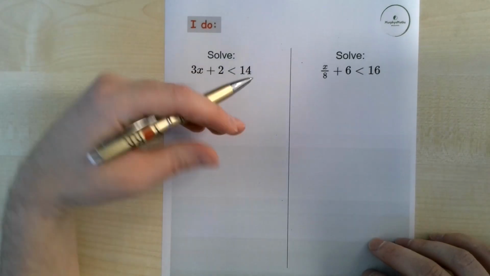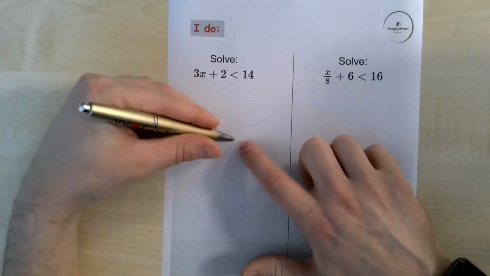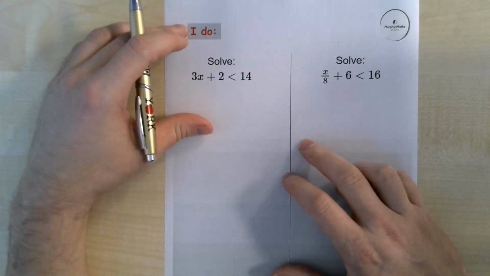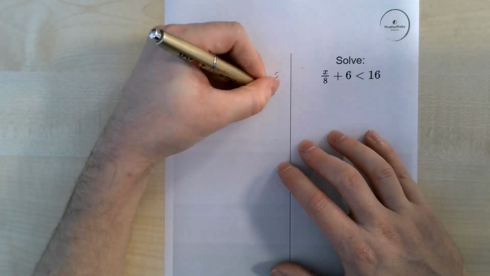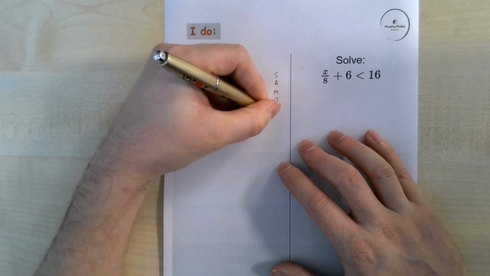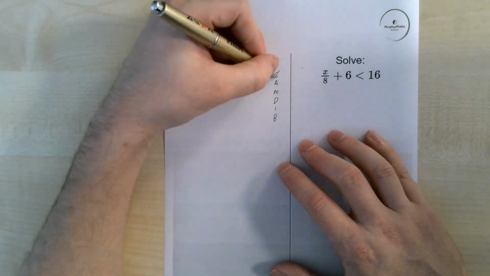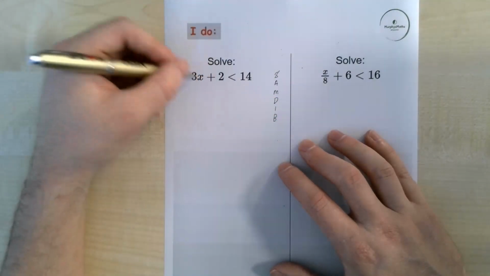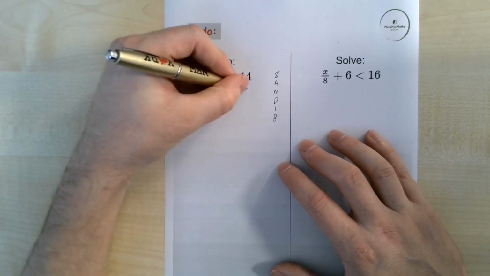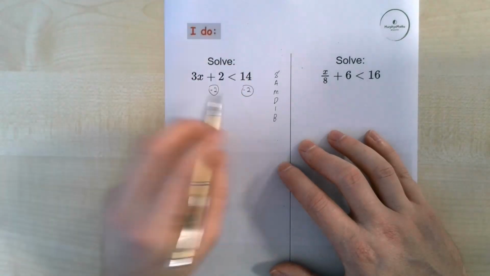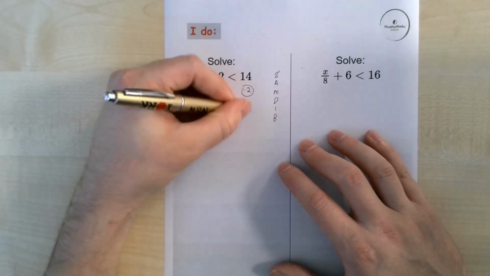So what I want to do is isolate the x so that at the very end I get x is less than some number. To help me decide what I need to get rid of first, we think about BIDMAS in reverse. I don't have any subtraction here at the moment. I do have addition, so I'm going to get rid of this addition first. Now I'm going to do the opposite. I'm going to minus 2 from both sides. That'll give me 3x is less than 12.